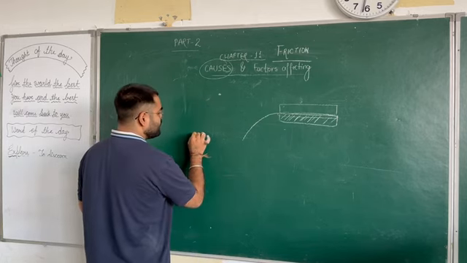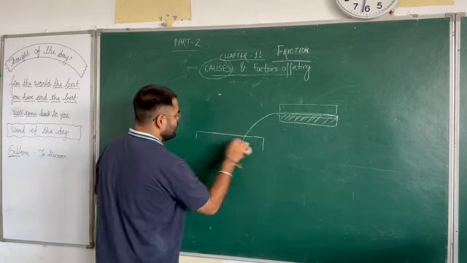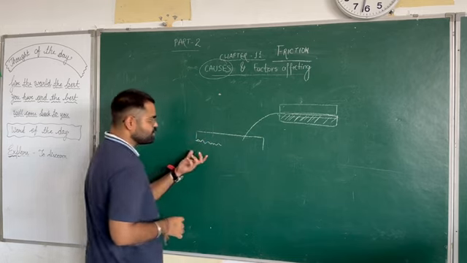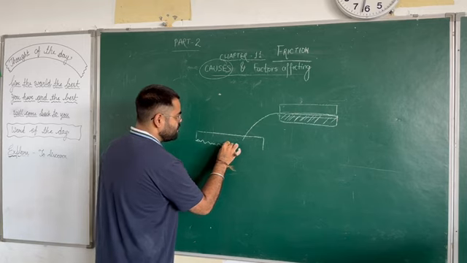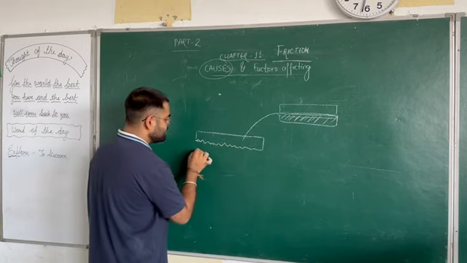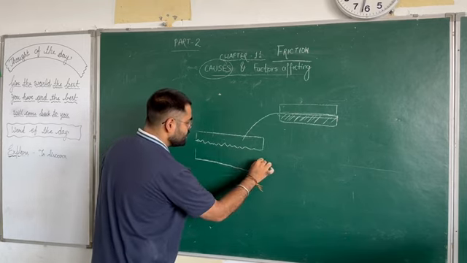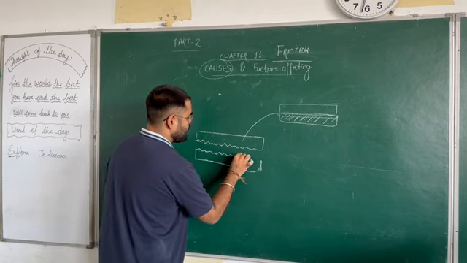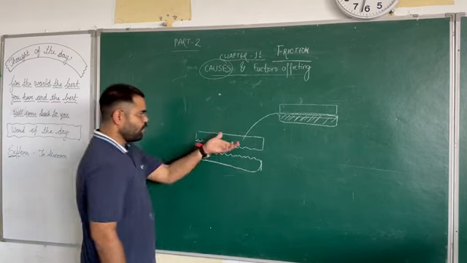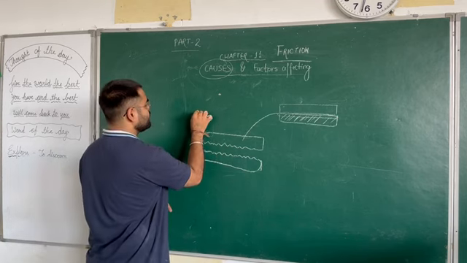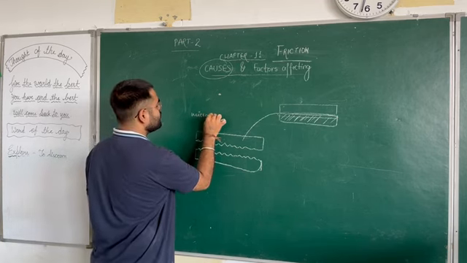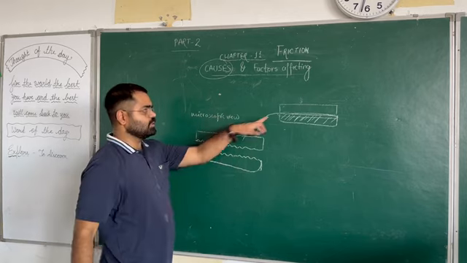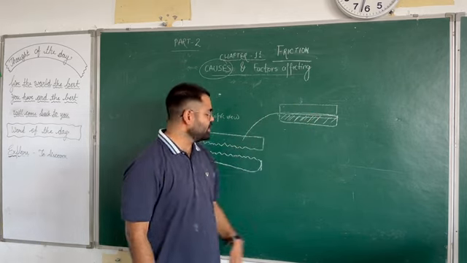They will look somewhat like this. There will be some sort of edges and grooves between these two surfaces. And similarly, the lower one will be somewhat like this. So what exactly is this? This is nothing but a microscopic view of the joint where the two surfaces are coming in contact.